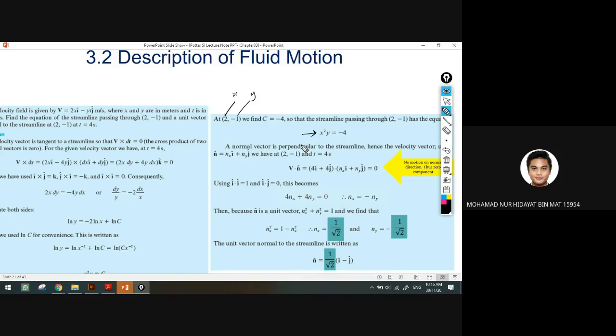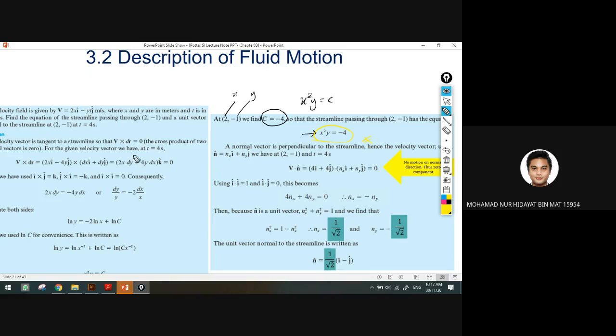Finally, you substitute into x squared y equal to c, and you will get c equal to negative 4. So that is the streamline passing through the point (2, -1). Okay, so this is actually the equation. Now you have solved it: find the equation of the streamline. This is actually your final solution.